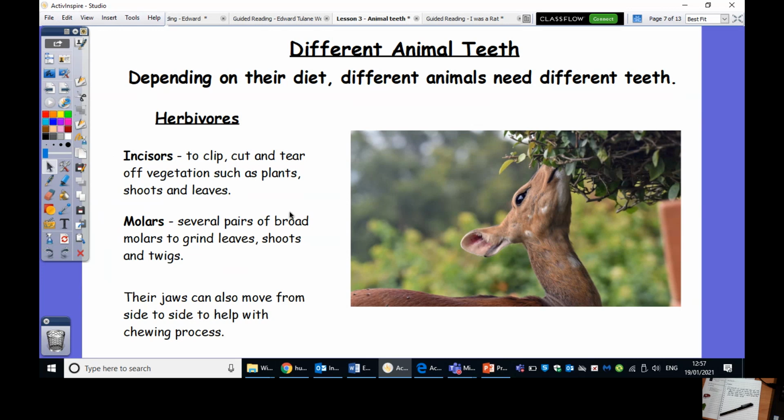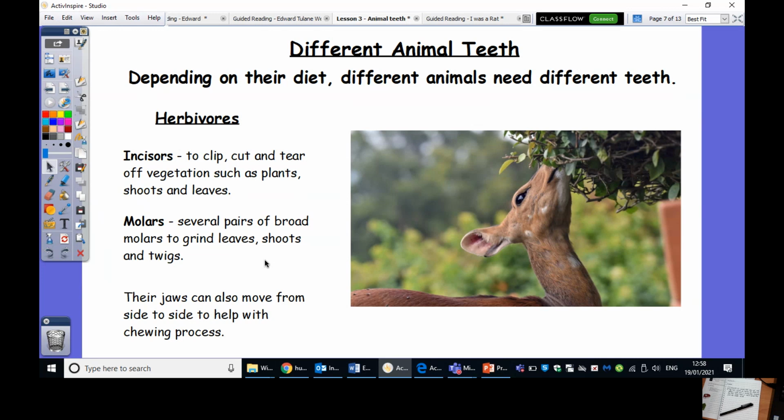So that's one that it uses. They also use molars, and they have several pairs of molars. They have far more than humans do, because if you think about it, well, I'll ask this question in a moment. Why do you think an animal like a deer, a herbivore, would need more molars than a carnivore? Have a little think, maybe talk to the person next to you or to your partner.